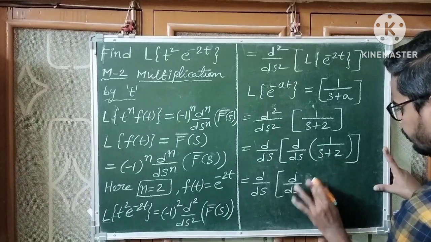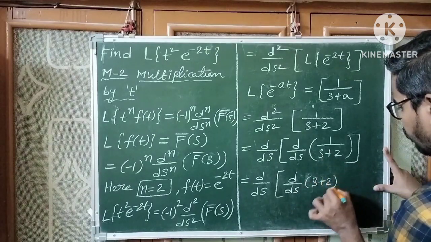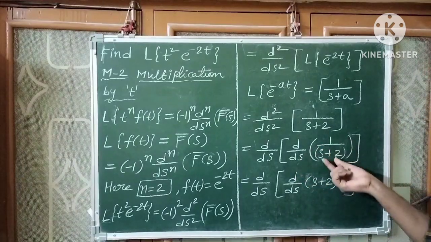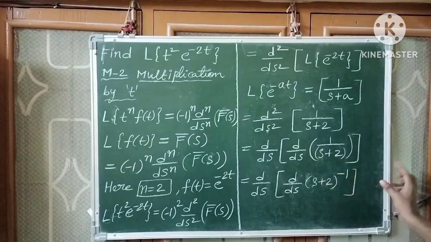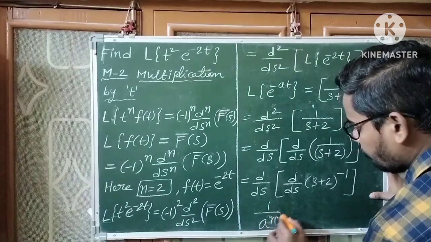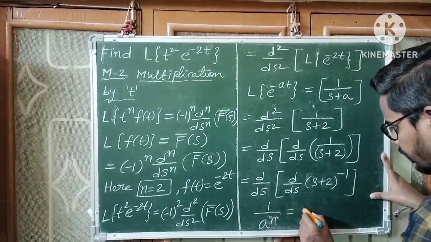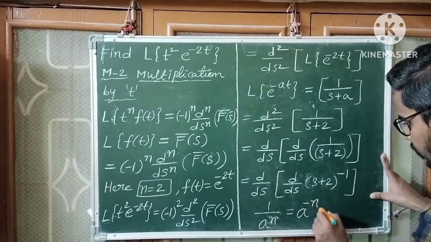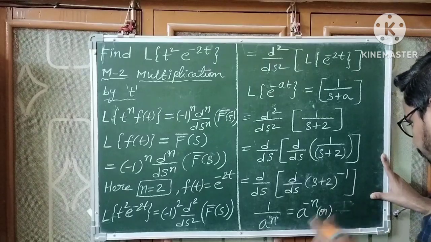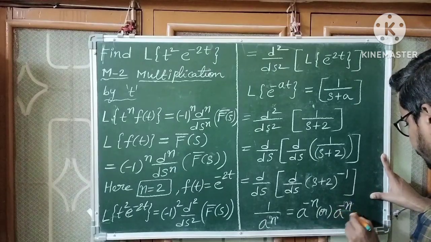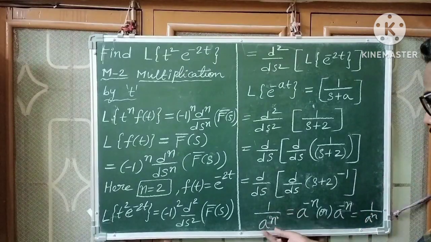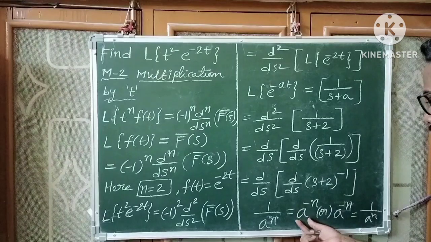We can write 1 by s plus 2 as s plus 2 whole power minus 1. This is like, see, in exponents and powers. Suppose 1 by a power n is there, 1 by a power n can be rewritten as a power minus n. Or the reverse case, a power minus n can be written as 1 by a power n. So 1 by a power n is equal to a power minus n.